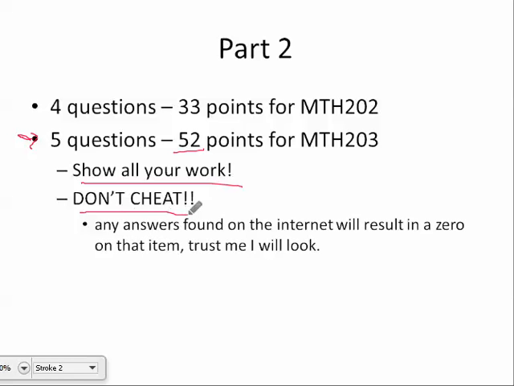I know that there are some things out there on the internet where you can find some answers. Don't cheat. I've looked them up. I use Turnitin. I can see when things are being copied off of the internet. You will receive a 0 if I catch you cheating. Trust me. I've looked at them out there on the internet. I know what's out there. I've been doing this for a few years. I've seen these answers before.